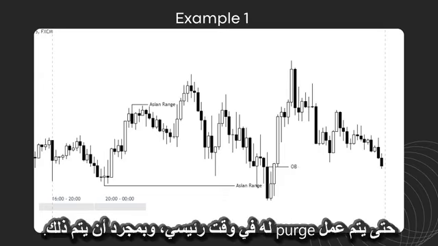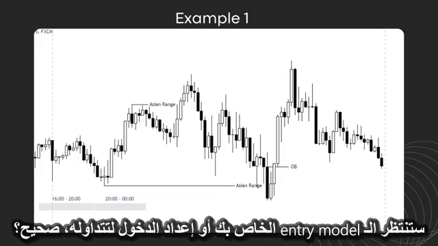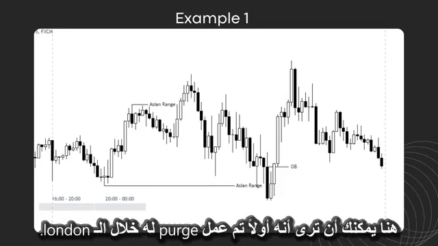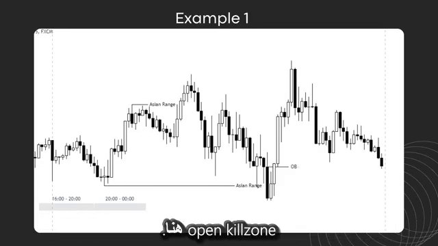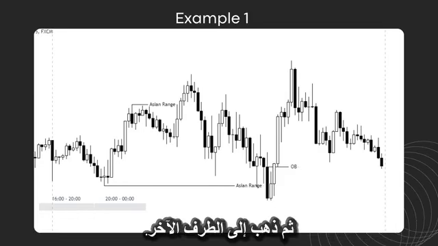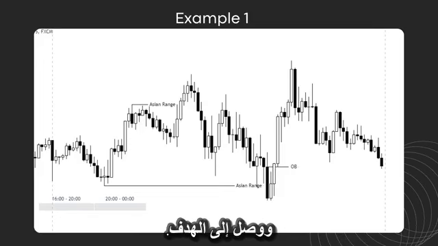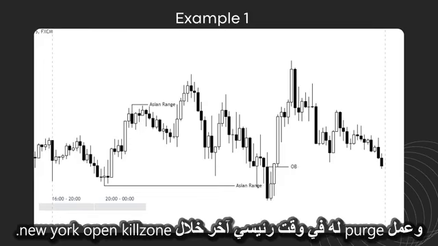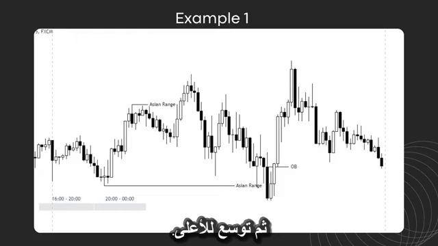So I wait for it to be purged at a key time, and once it's purged, you're going to wait for your entry model or entry setup to trade it, right? Right here you can see that first of all it was purged during the London Open kill zone, and then it went to the other extreme and reached the target and purged it at another key time during the New York Open kill zone, and then it expanded above, right?